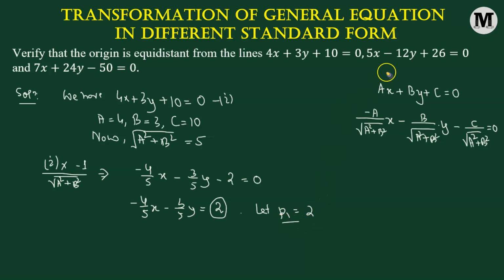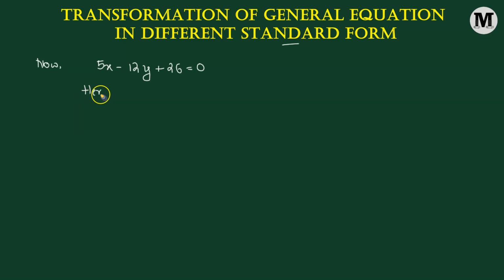Now we'll employ the same method for the second equation of the line, 5x minus 12y plus 26 equals 0. Here the value of a is 5, the value of b is negative 12, and the value of c is 26. Next, we take the square root of a squared plus b squared, and that gives us 13.